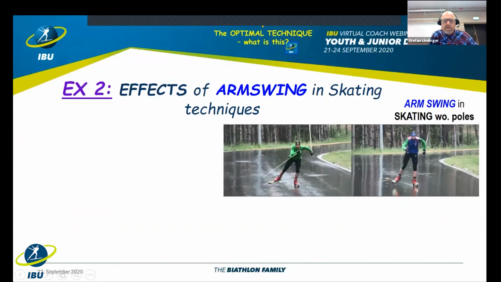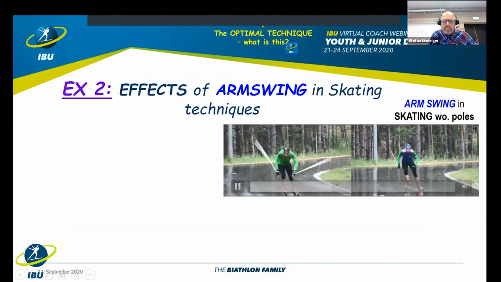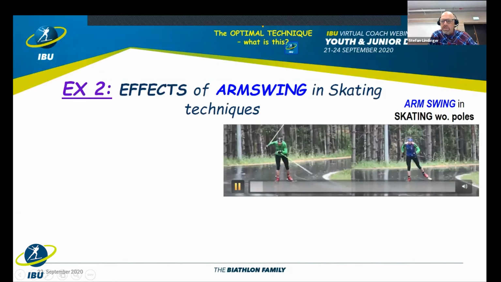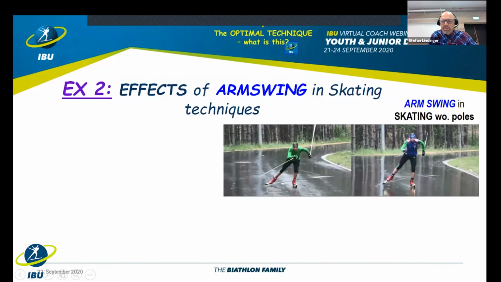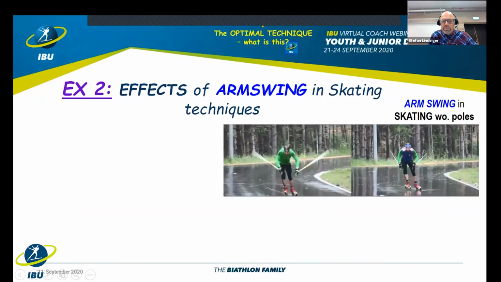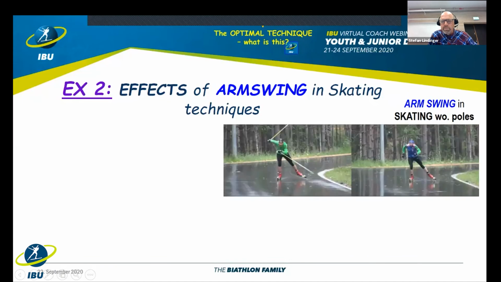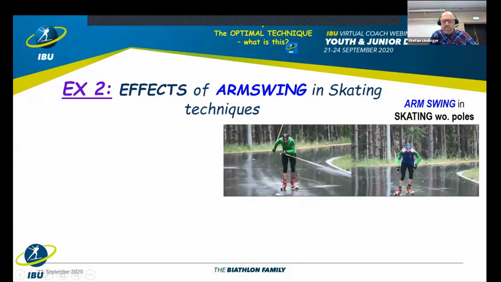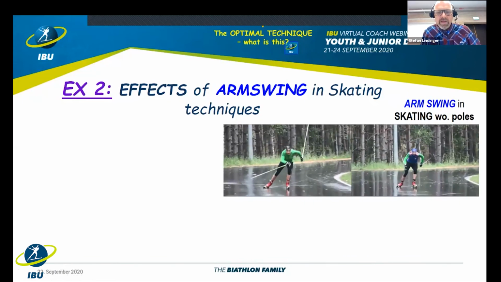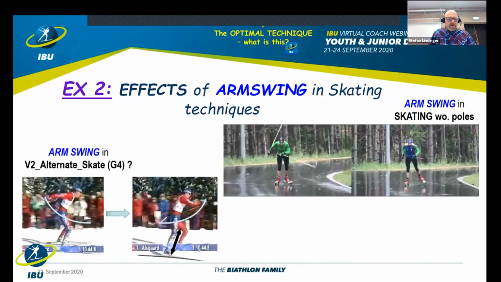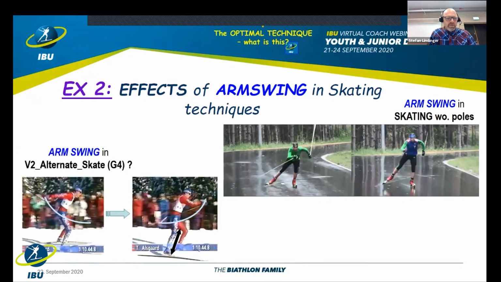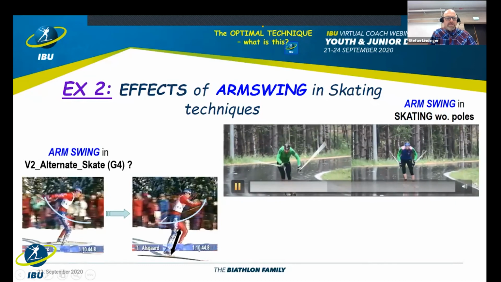The left skier has pretty good arm swing. The right skier has absolutely no arm swing, not using this element at all, because it brings us a lot of forward propulsion if we make it properly timed to the pushes of the legs. But it's also very important in this V2 alternate technique on the left side down.